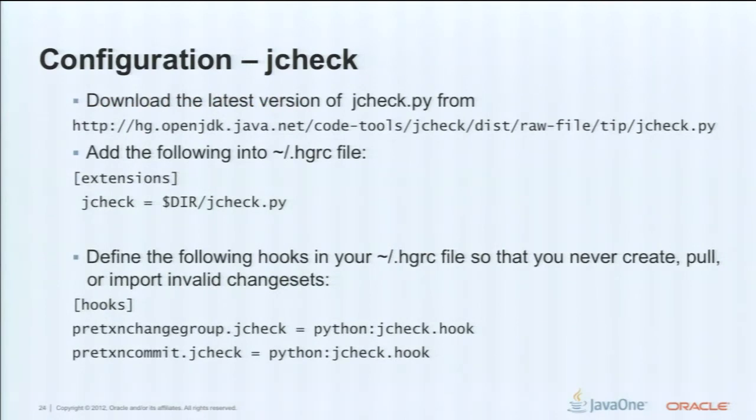This slide is actually for your reference if you would like to make the configuration. There should be an extension field, where you put the path to your jcheck Python file, and also there are two hooks fields. However, advanced developers of OpenJDK usually don't specify the hooks fields. They run jcheck manually, since they use the MQ extension, Mercurial Queues extension. So for advanced users, it is better to run jcheck manually.